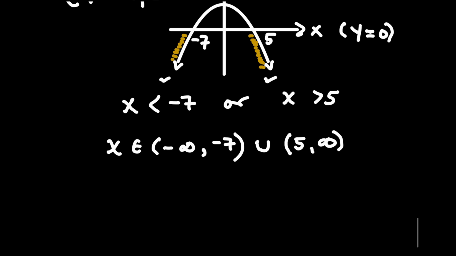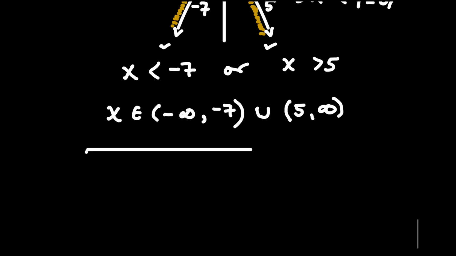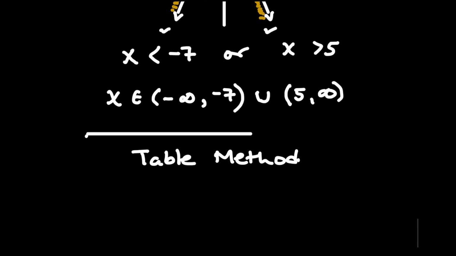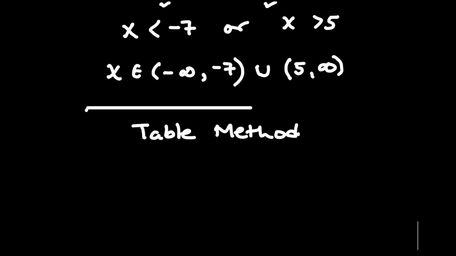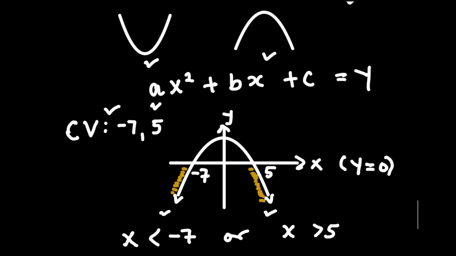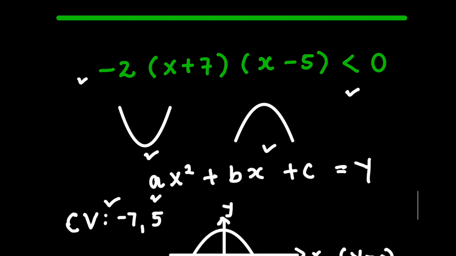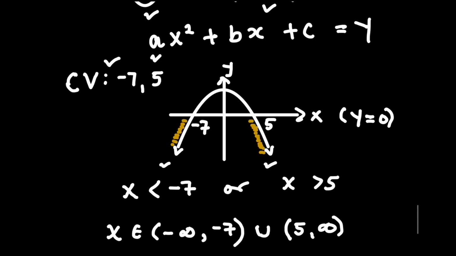So let's check how we can solve this using the table method. Remember, with the table method, you do not necessarily need to know how the function looks. There is no need for you to know how the function looks in this portion. As long as you have got your inequality in this fashion, you are good to go.